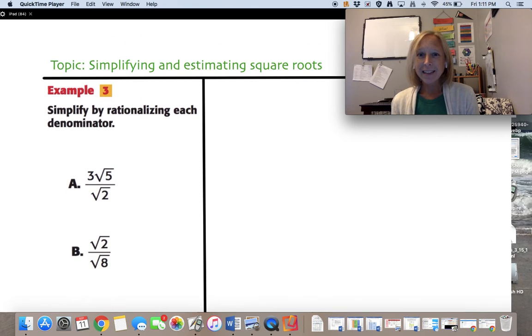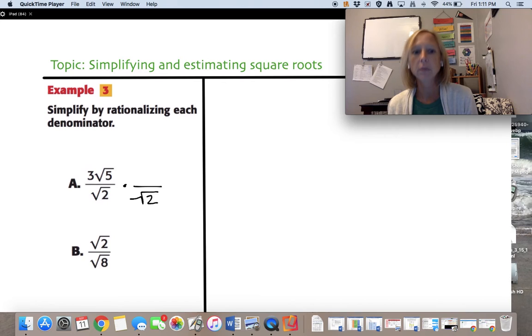I think this is the topic that I remember doing a lot when I taught geometry. So I hope that this comes back to you pretty quickly. So when I look at example A, I see there's a radical in the denominator, so it is not considered simplified. So in order to rationalize the denominator, I have to multiply the denominator by the square root of 2, because the square root of 2 times the square root of 2 is the square root of 4. The square root of 4 is 2.